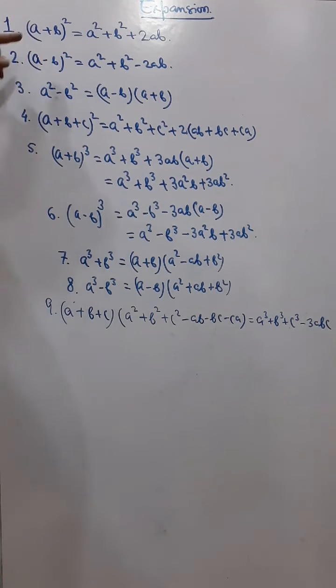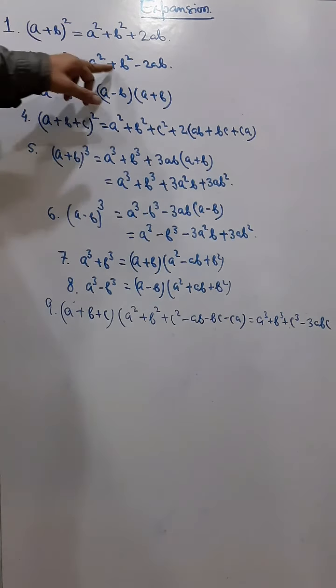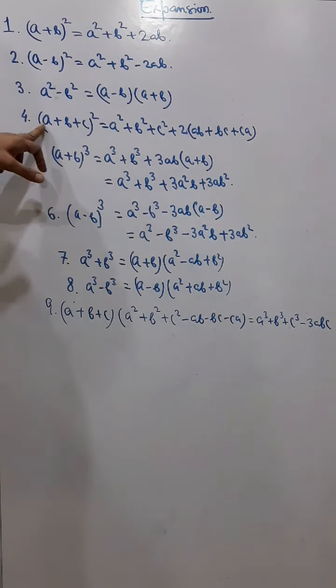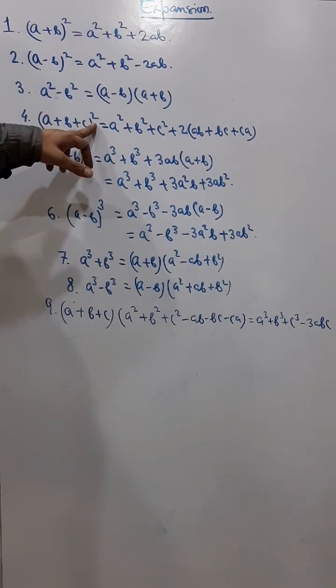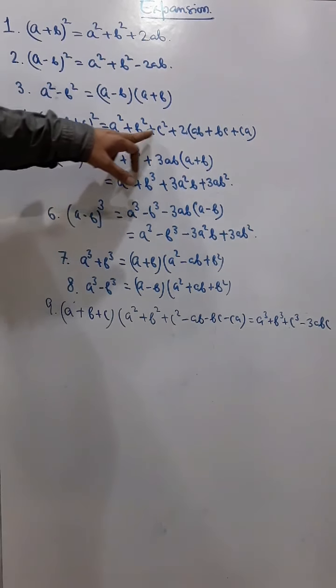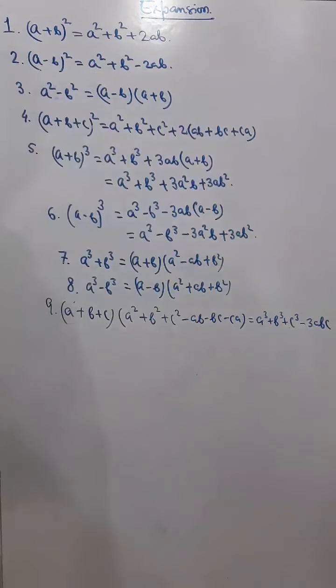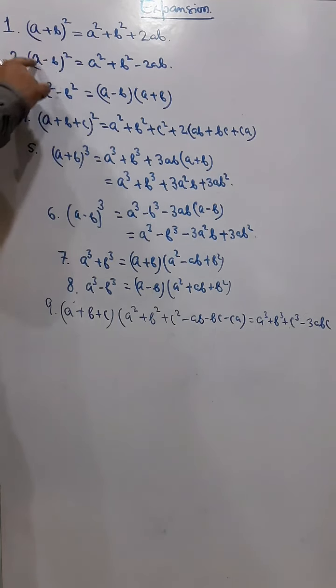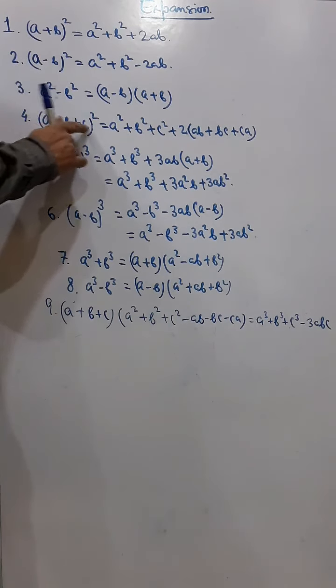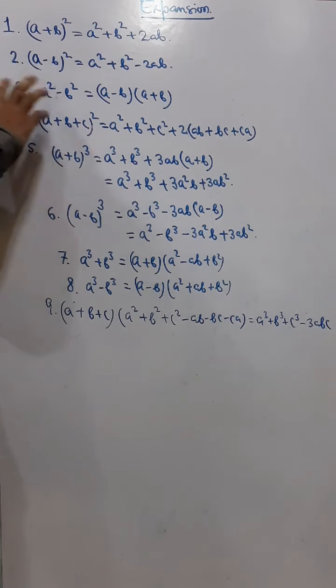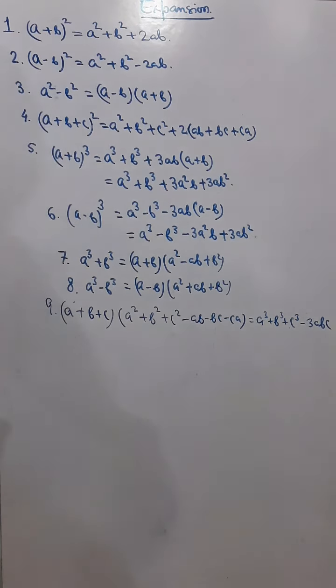You know, (a plus b) whole square, (a minus b) whole square, a square minus b square, and then (a plus b plus c) whole square. That is a square plus b square plus c square plus 2(ab plus bc plus ca). First of all, I want to say what these a and b mean. Here, a, b, c can be any number. They are variables.